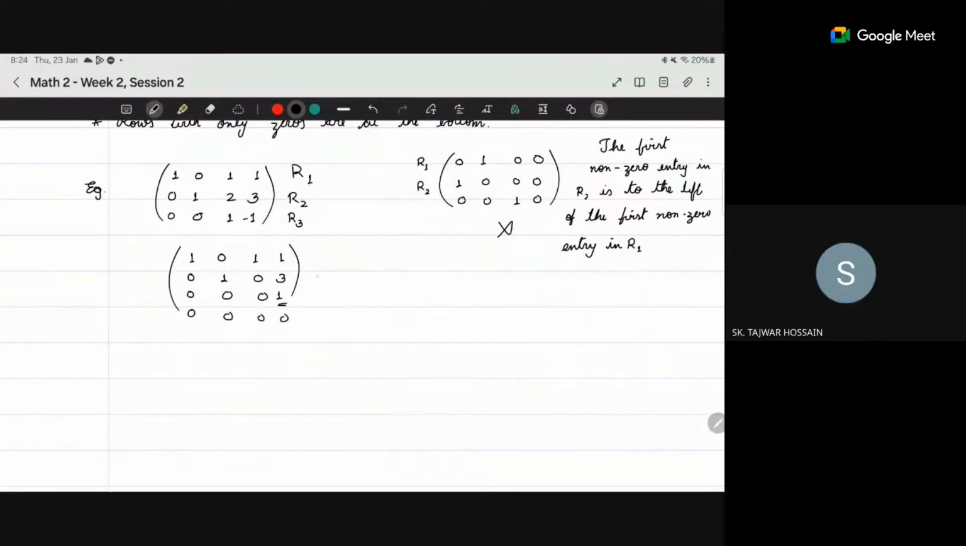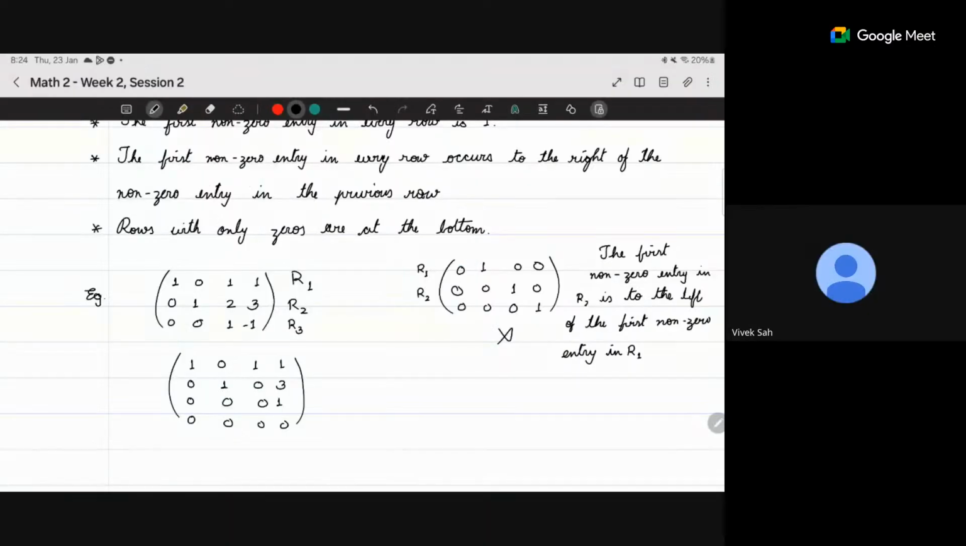Sir, what if in the second matrix, the first non-zero entry, that is 1 in R2, is in the third column? So this is what you're asking? Yes, and the one below it is to the right. This is what you're asking? Yes, this is what I'm asking. This is fine. Okay.